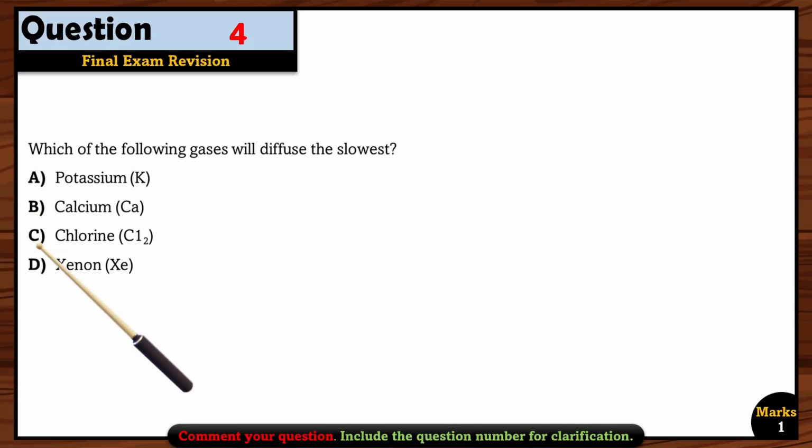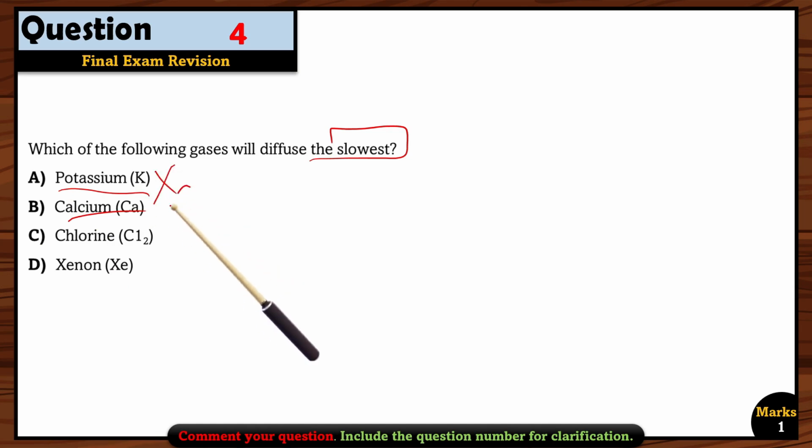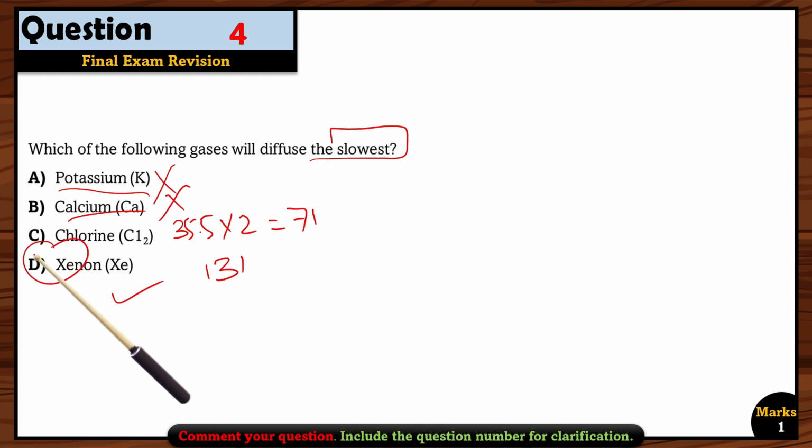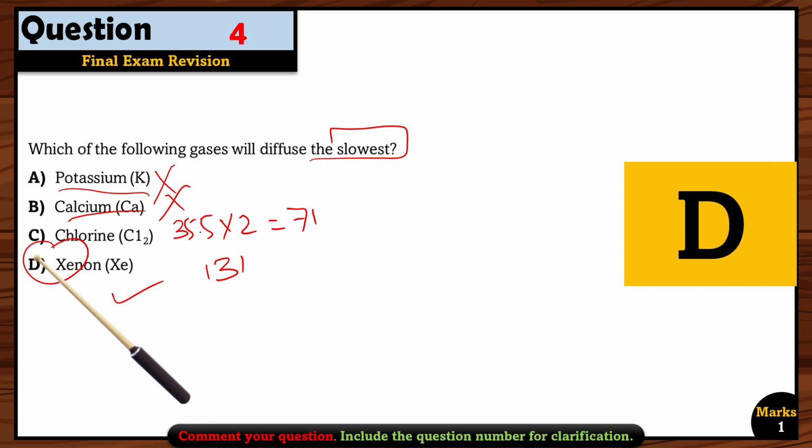Let's see another example. Which of the following gases will diffuse the slowest? Now you have to check the one which has the highest mass, because highest mass means it will diffuse slower. Potassium and calcium, again you have to reject these options because they both are metals. They will be solid at room temperature, so you have to just ignore them. Now we are left with chlorine and xenon. Chlorine is a diatomic molecule and 35.5 is the mass written in the periodic table, so it will be 71. But xenon's mass is 131 in the periodic table. So who has the highest mass? It is xenon. So option D is the right option. Highest mass means it will diffuse the slowest.